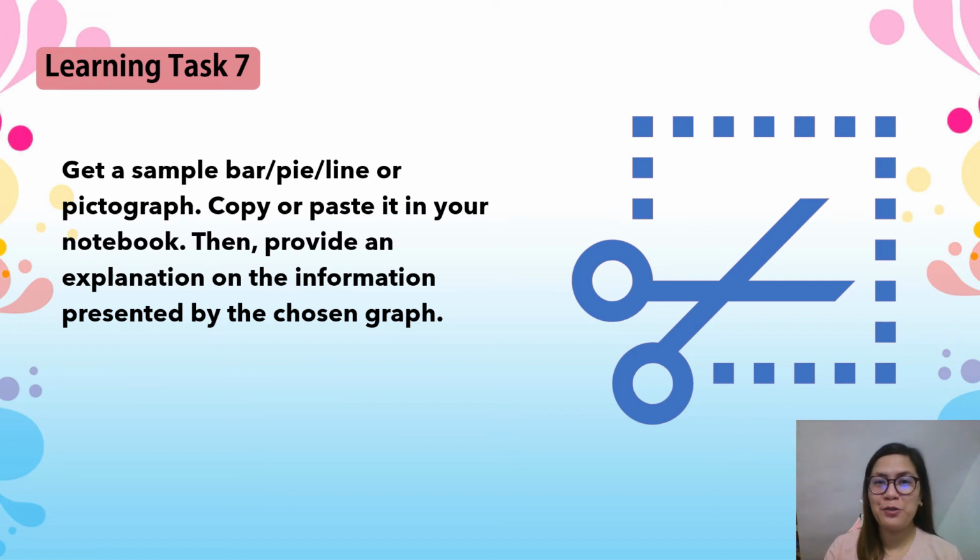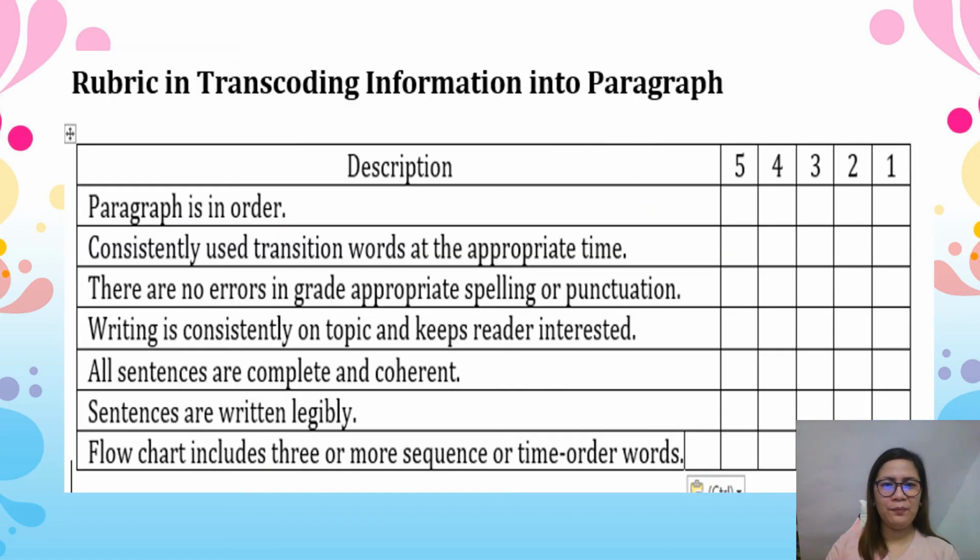Good job in getting the answers correctly in learning task number 6. Now we proceed to the last activity for our lesson today, which is you getting a sample bar, pie or line, or pictograph, and then copy-paste it in your notebook or your paper. After that, provide an explanation on the information presented by the chosen graph. Is that clear? Good job. This is your rubric in transcoding information.